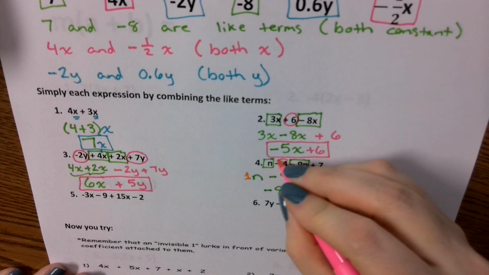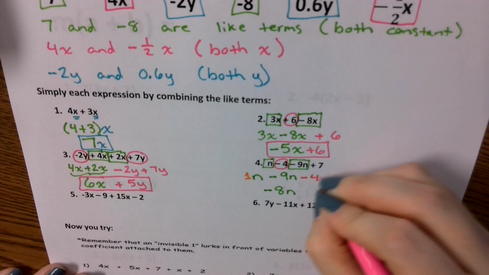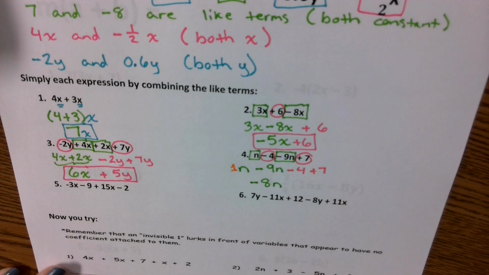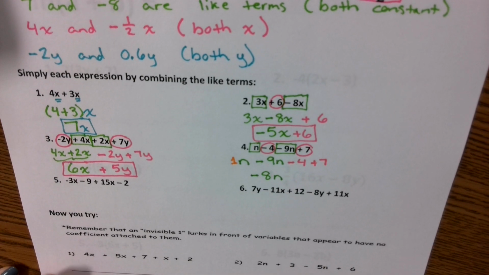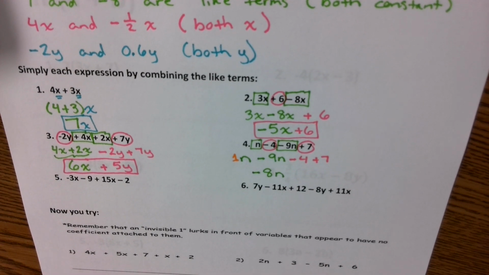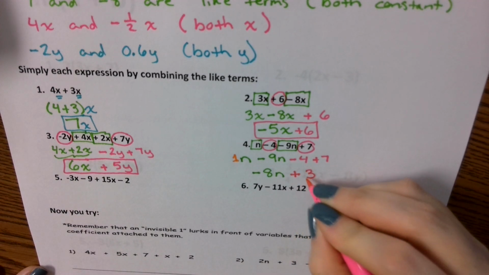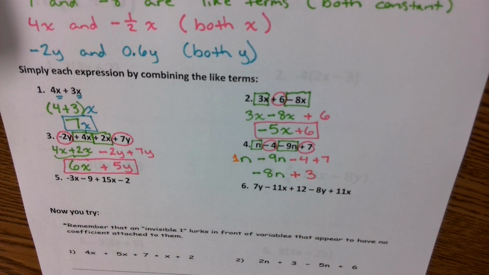Okay, then we've got a negative 4 plus 7. What's negative 4 plus 7? Positive 3. Okay, positive 3. The reason I'm enunciating that positive is because I know I have to put that plus sign.